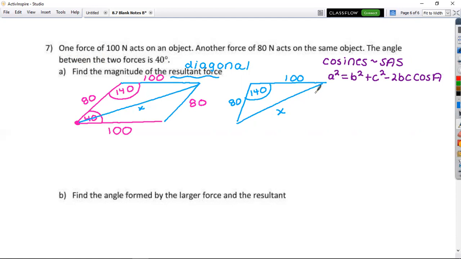So in this capacity, I'm going to go x squared equals, and it doesn't matter which one we do first here. So I'll go 80 squared plus 100 squared minus 2 times 80 times 100. Oh, I wrote too big, I'm sorry. And then cosine of 140. All right, so x squared equals something. So that all goes in your calculator.